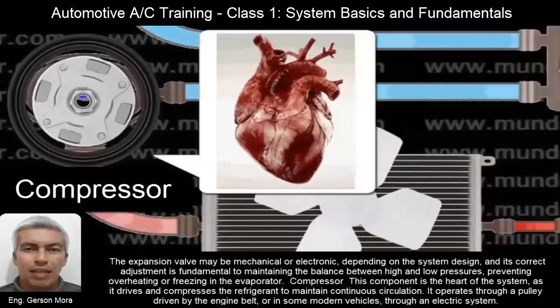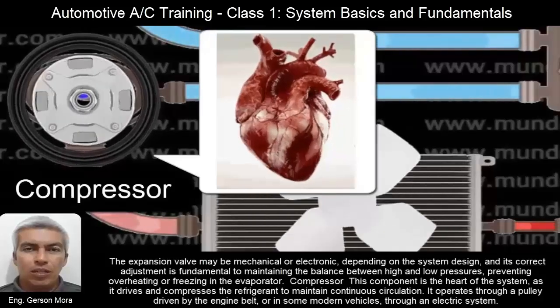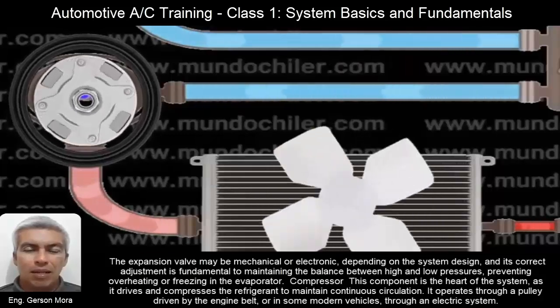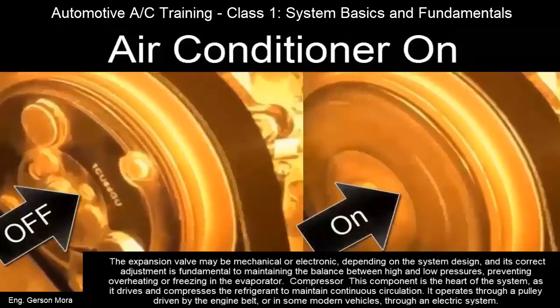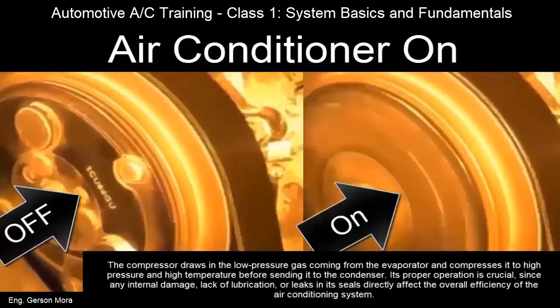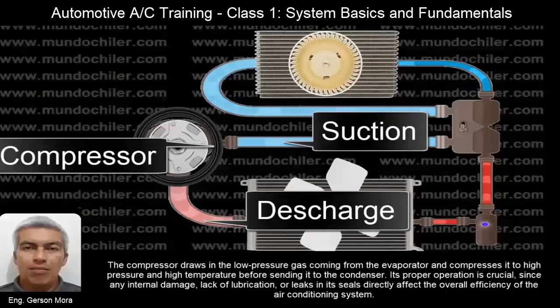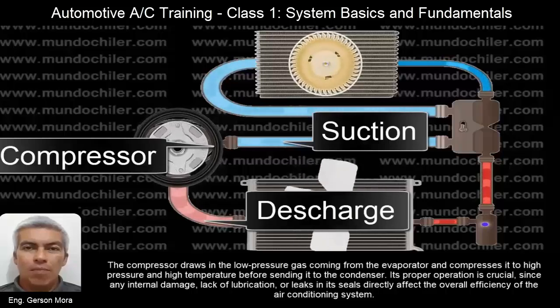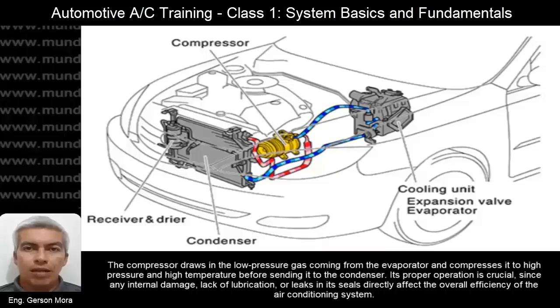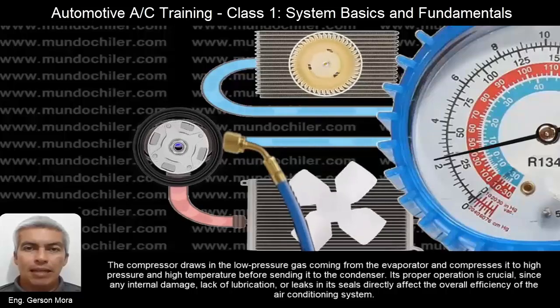Compressor. This component is the heart of the system, as it drives and compresses the refrigerant to maintain continuous circulation. It operates through a pulley driven by the engine belt, or in some modern vehicles, through an electric system. The compressor draws in the low-pressure gas coming from the evaporator and compresses it to high pressure and high temperature before sending it to the condenser. Its proper operation is crucial since any damage internally, lack of lubrication, or leaks in its seals directly affect the overall efficiency of the air conditioning system.